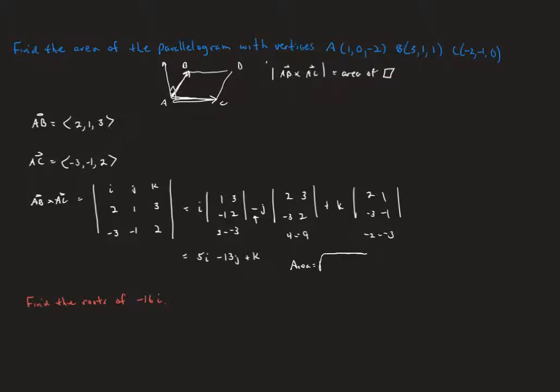And so the area is going to be the magnitude of that. So that's going to be the square root of 5 squared is 25, 13 squared is 169, and 1 squared is 1. So I guess that's 169 and 1 is 170, and 25 more is 195. So that's going to be the square root of 195, and that's going to be our area of that parallelogram.